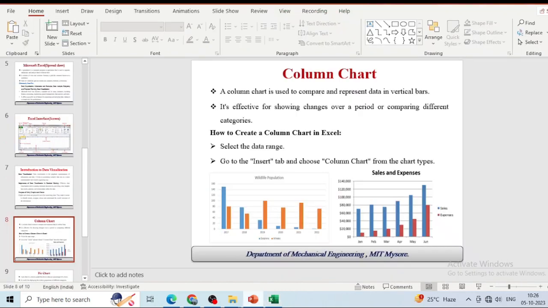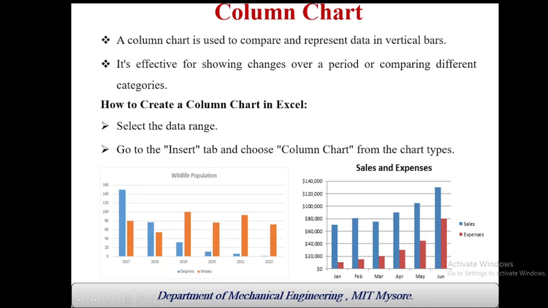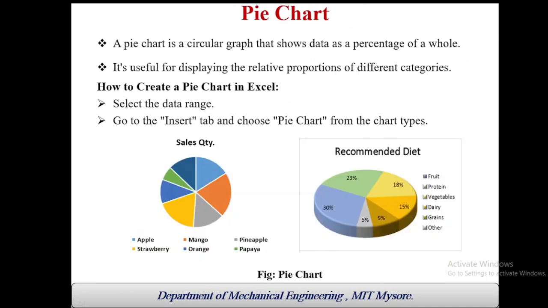Now let us move to the next type, which is all about a pie chart. This is another way of representing a data. A pie chart is a circular graph that shows the data as a percentage of a whole. It's for a complete circle, 360 degrees or 100%, and that is to be segregated among different data. I can choose the option of a pie chart. It's useful for displaying the relative proportions of different categories.